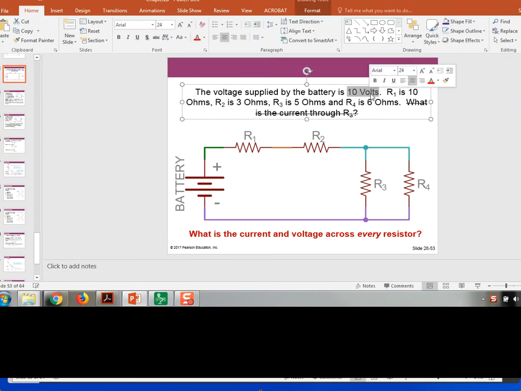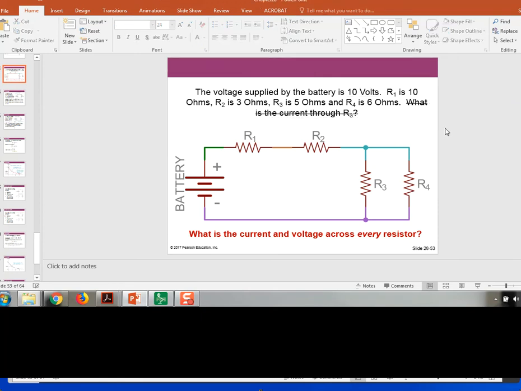We have a 10-volt battery. R1 shown here is 10 ohms. R2 is 3 ohms. R3 is 5 ohms, and R4 is 6 ohms. So we have different resistances. This is a more realistic kind of problem that we might encounter in the real world. And the problem originally asked what's the current through R3.